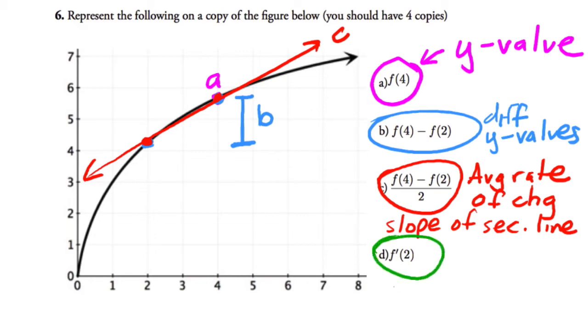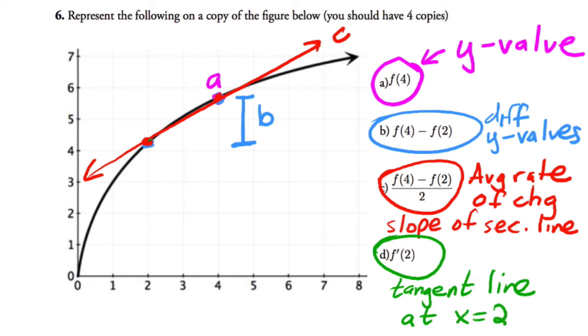And then last but certainly not least, this is the derivative, f prime at 2. So this is going to be the slope of the tangent line exactly at the point at x equals 2. So if you draw the tangent line right here, that would be the last one, D.